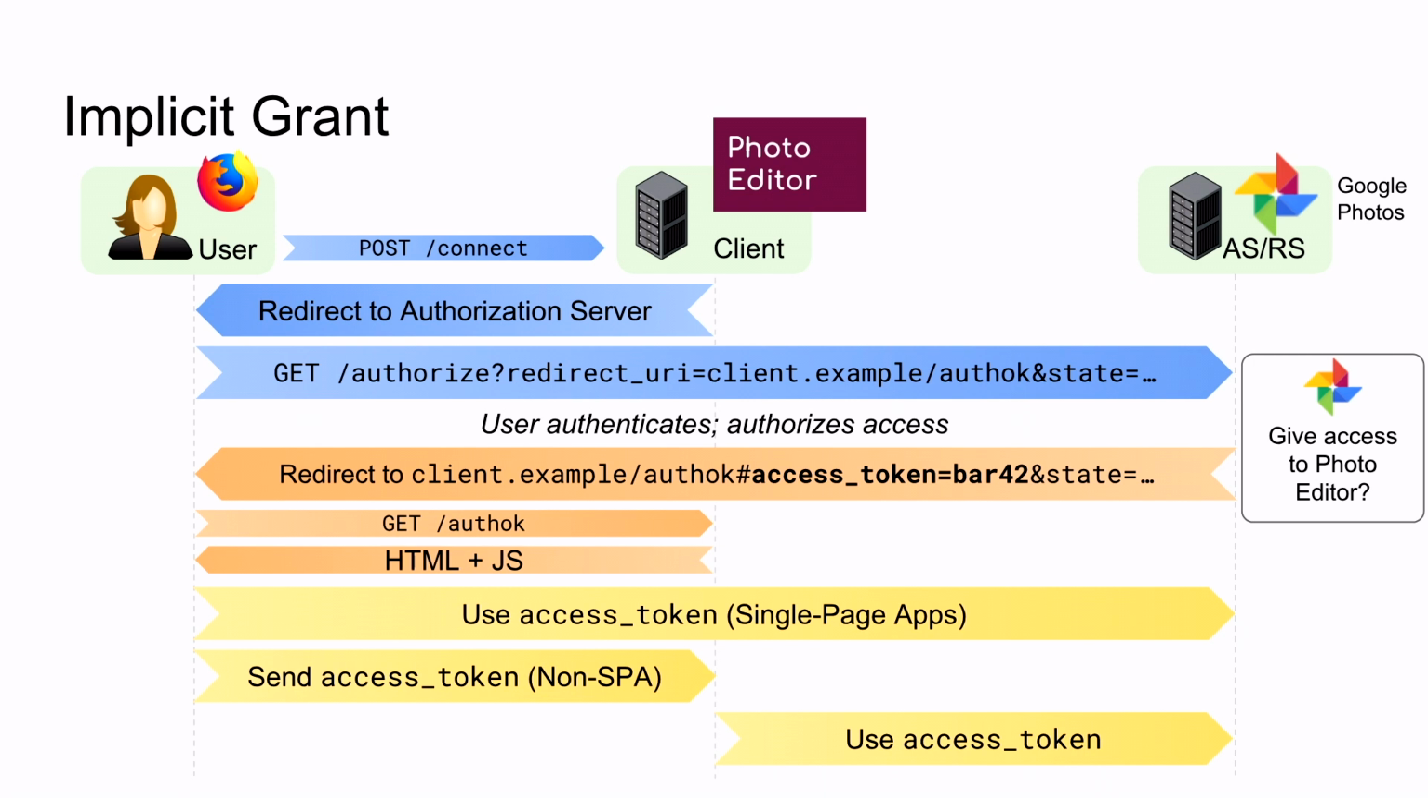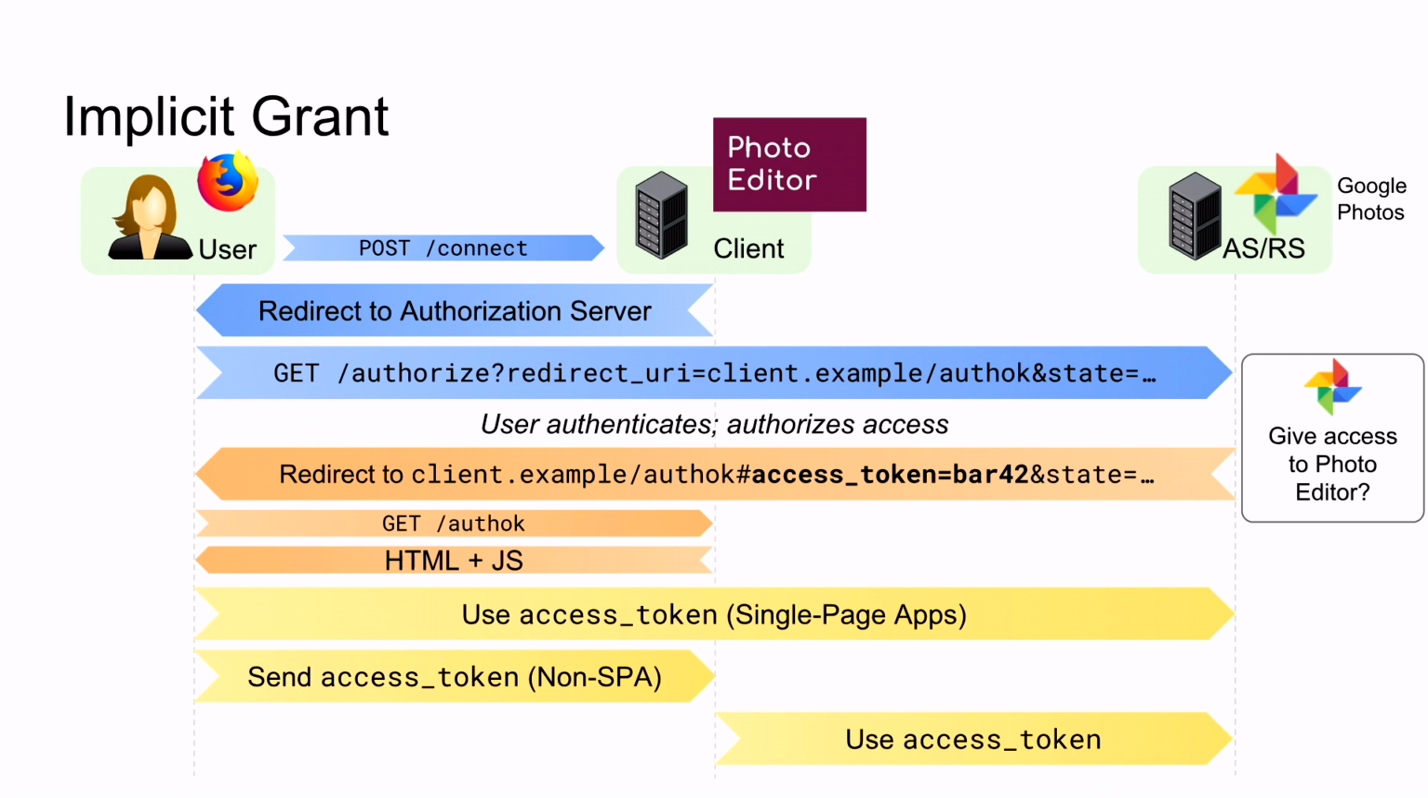But the server can return some JavaScript, and that JavaScript now has access to the access token. And it can either use it directly and just send it to the resource server and get some photos from Google Photos or whatever, or it can pass it to the backend, and then the backend can use the access token.